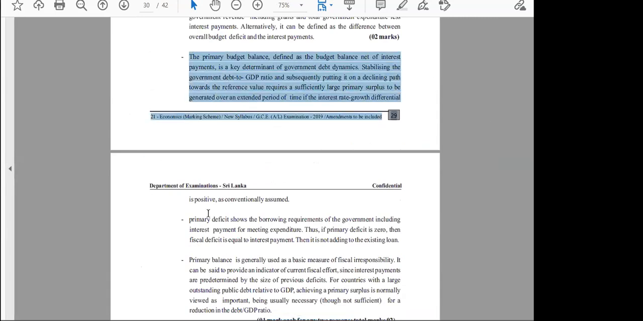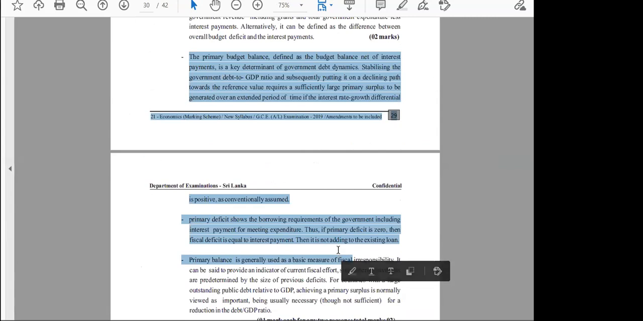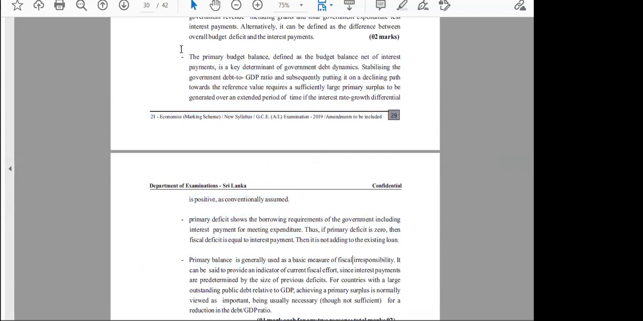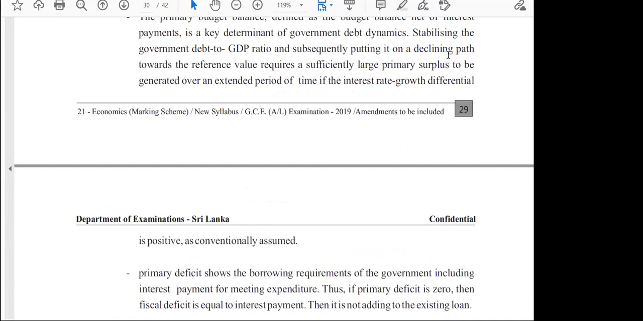Trust me, these are copied and pasted from the internet. These are not the government typing these. The primary budget balance, defined as the budget balance net of interest, helps in stabilizing the debt to GDP ratio and subsequently putting it on a declining path towards the reference value.